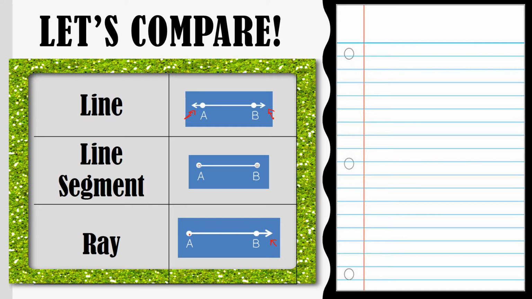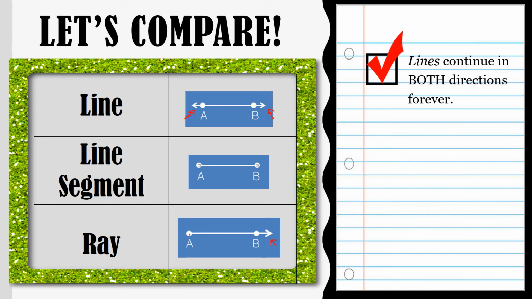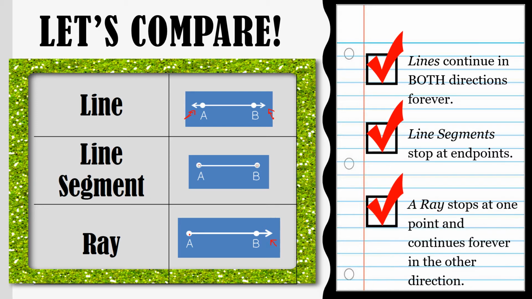Once you draw those pictures, let's write down the definitions. Lines continue in both directions forever. Line segments stop at endpoints. A ray stops at one point and continues forever in the other direction.